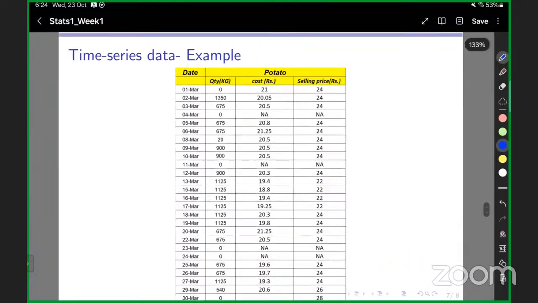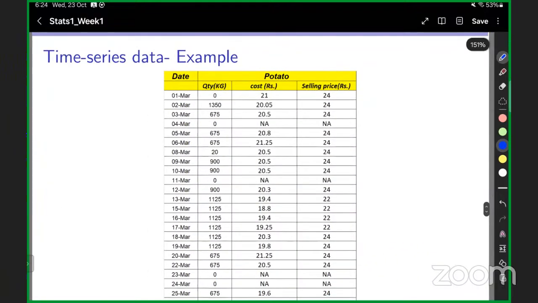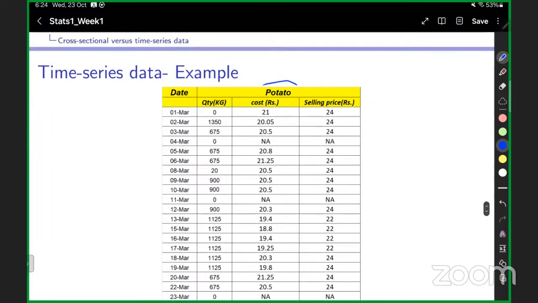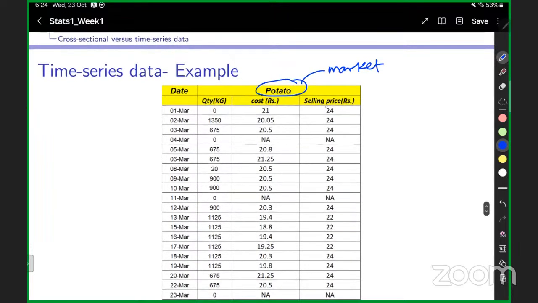So this is another example of time series data. We have potatoes sold in a market, right? We are collecting variables like quantity, cost of potatoes, and selling price on a particular day. Let's say on 1st March, this much selling price was there. Then on 2nd of March, this much quantity sold, and cost was this, and selling price was this, right?